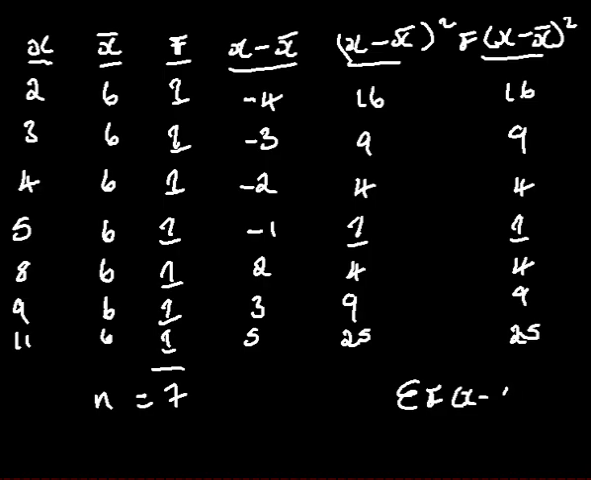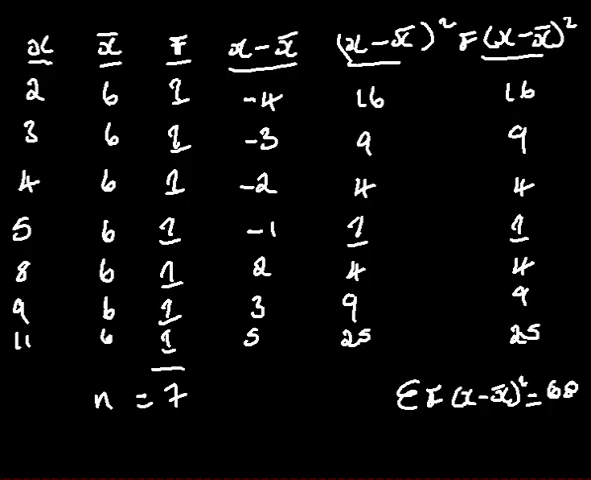to the power 2, which is the same as the summation of this column. So we have positive 16 plus 9, plus 4, plus 1, and so on. And the sum of that column will give us the summation of, and that should be 68.